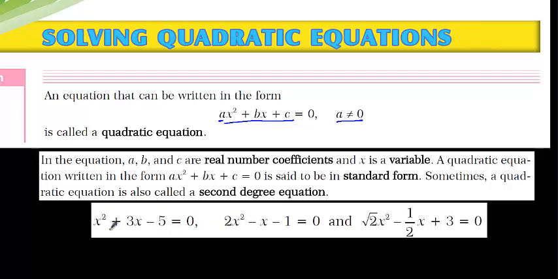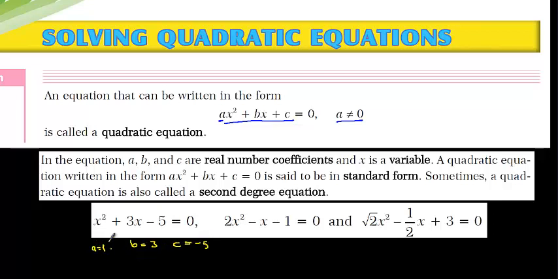Here, these are the forms: x squared plus 3x minus 5 is equal to 0, or 2x squared minus x minus 1 is equal to 0, or root 2 x squared minus 1 over 2 x plus 3 is equal to 0. These are all quadratic equations, where for this one, a is equal to 1, b is equal to 3, and c is equal to minus 5.